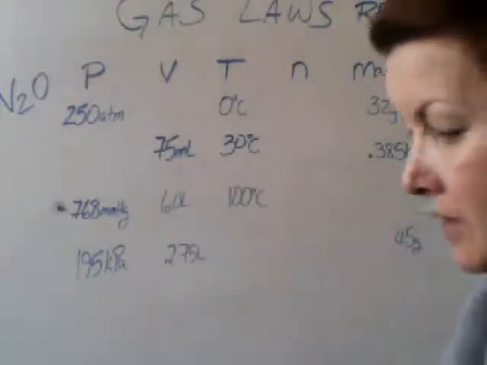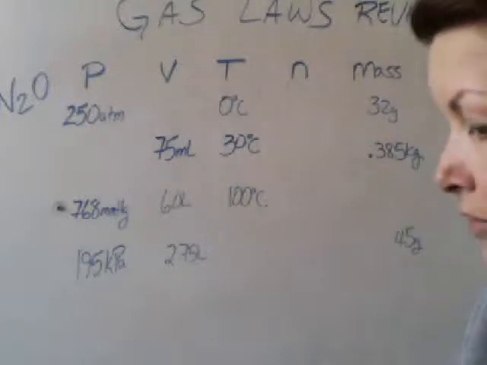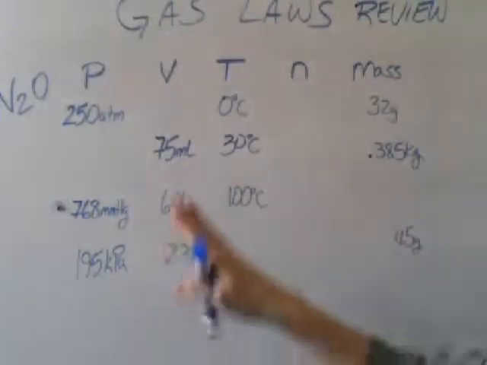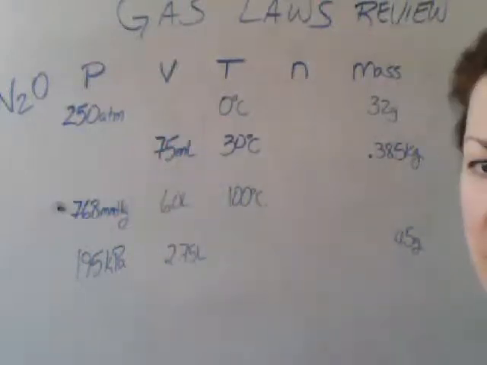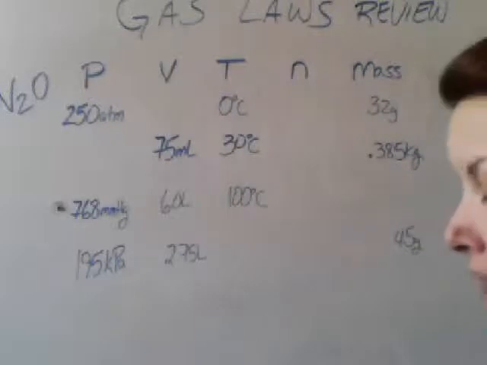So the first thing we have to think about is the units that we want to have whenever we're using the ideal gas law. And of course the ideal gas law is commonly known as PIV-NERT. So we want our pressures to be in atmospheres, our volumes to be in liters, our temperatures to be in Kelvin, our moles to be in moles, and our mass to be in grams.